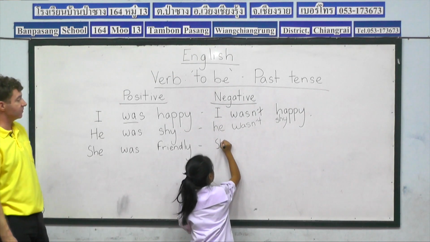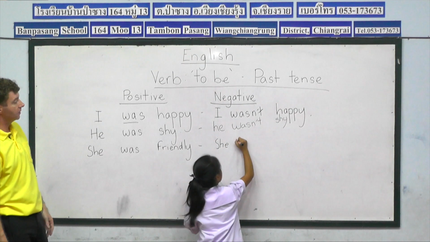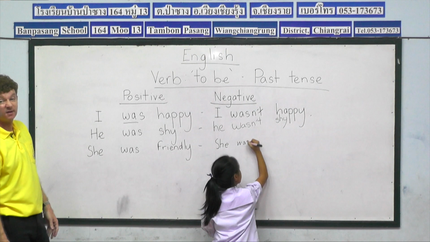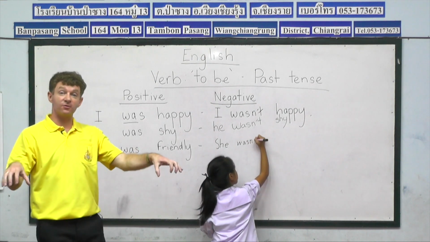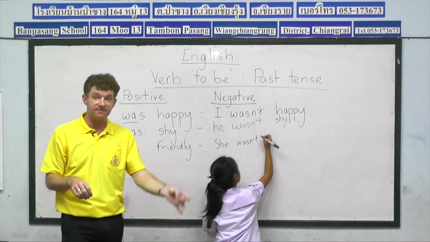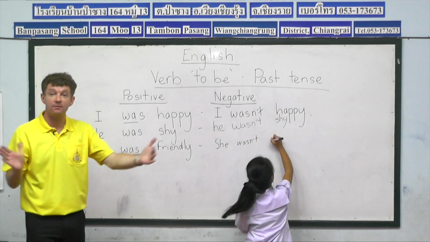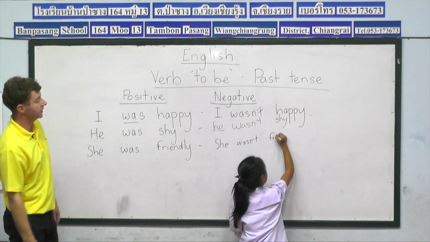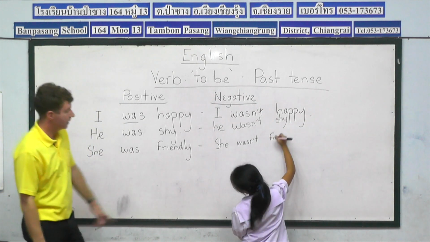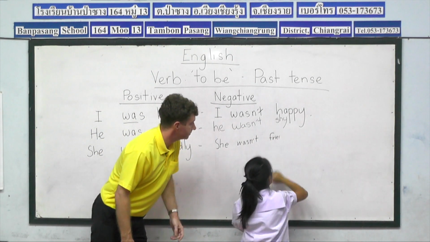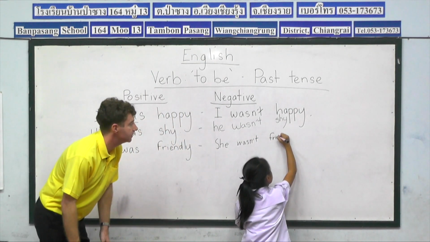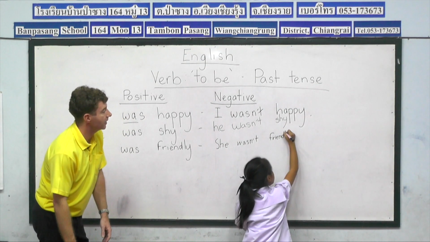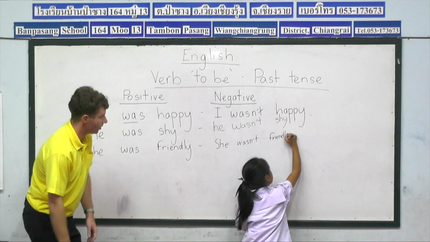To turn it negative, she wasn't. And how do we turn was to wasn't? N apostrophe T. Remember, wasn't is a contraction of was not. E. N, that's okay, you can do an N. N. D. D. L. Y. Perfect, Prel.